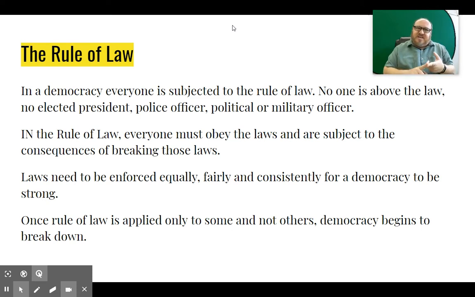Laws need to be enforced equally, fairly, and consistently for a democracy to continue to exist. Once rule of law is applied only to some and not to others, like the wealthy can get away with things that the poor can't, then democracy begins to break down. We again begin to move towards, not anarchy necessarily, but authoritarianism. We start moving towards authoritarianism as democracy begins to break down.